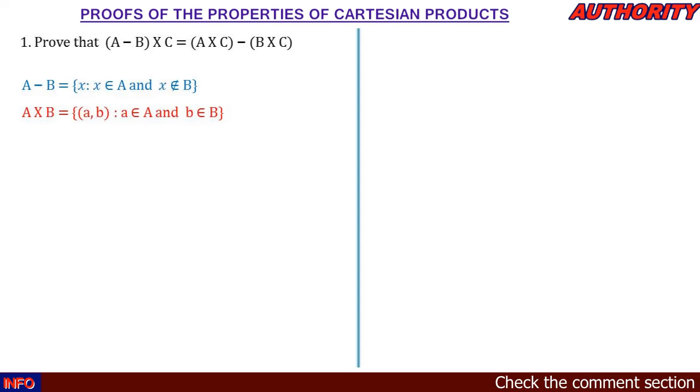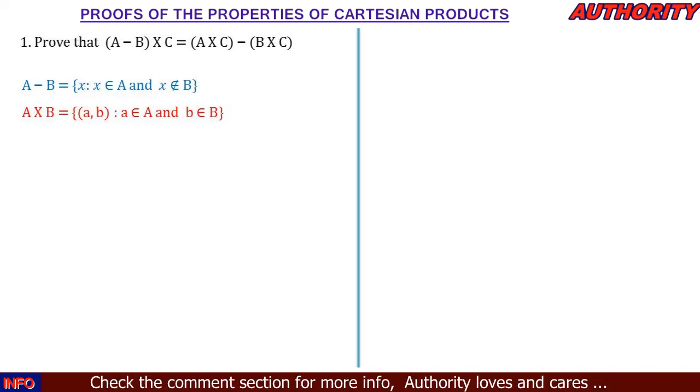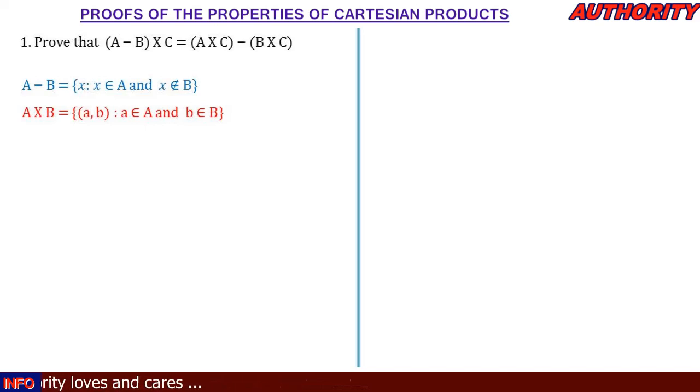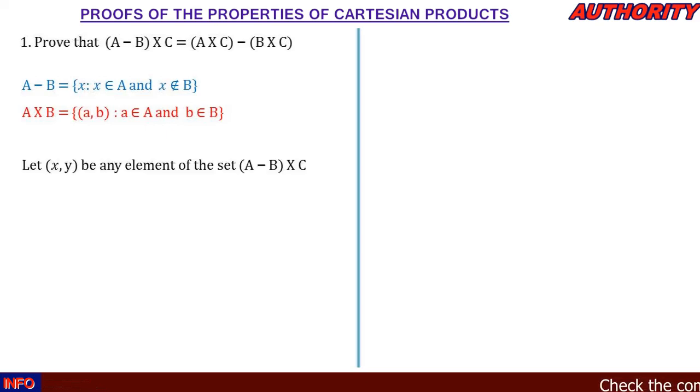Now let's go properly to the proof. Here the question says that we are to show that (A difference B) cross C is equal to (A cross C) difference (B cross C). All right? Yes. Now let's go. When you have Cartesian product, it always comes in pairs. So because Cartesian product is involved in this question, the nature of the element is in pairs. So we simply say, let the element come in pairs.